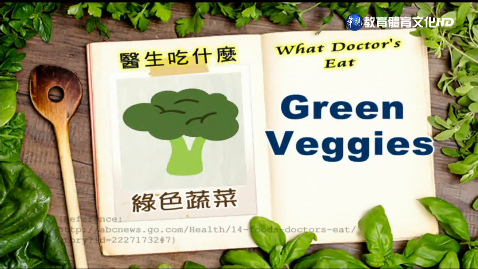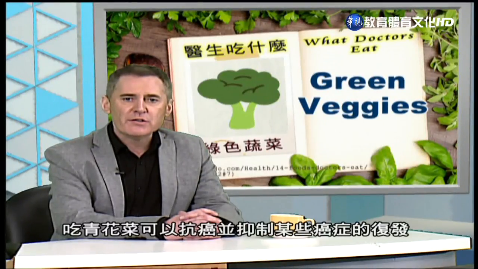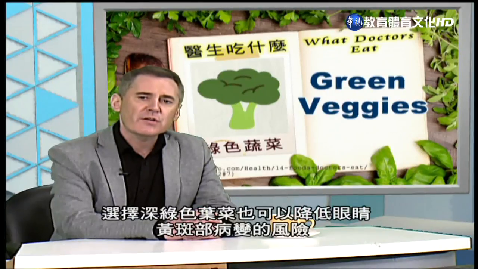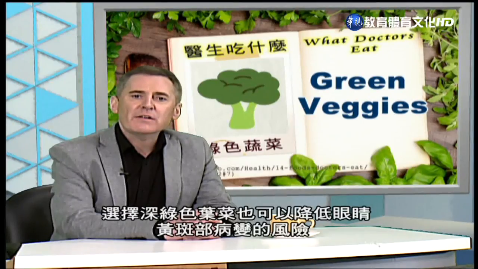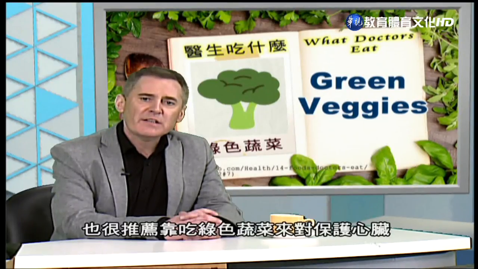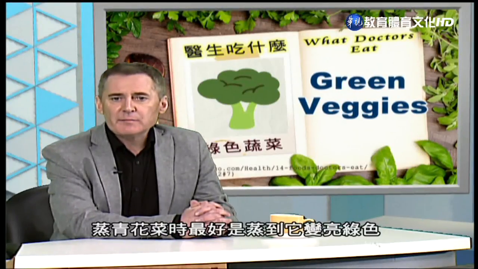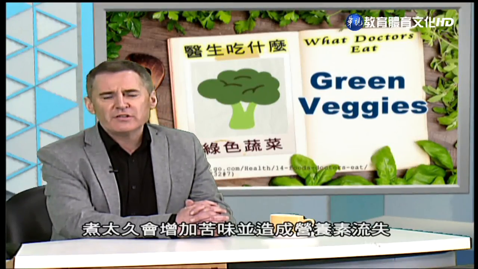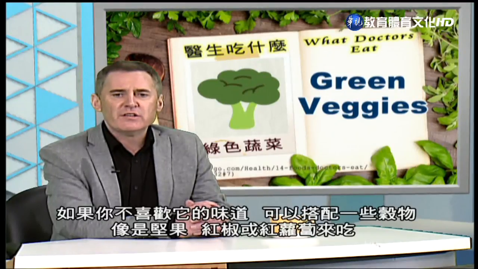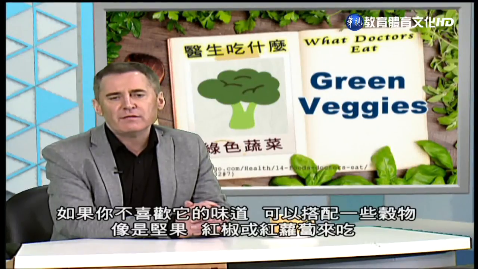Fourth, green veggies. Broccoli can protect against cancer or recurrences of certain cancers. Turn to dark leafy greens to help lower your risk of macular degeneration. It is recommended that you should eat your greens for your heart too. Steam broccoli until it becomes bright green. Overcooking increases bitterness and zaps nutrients. Serve with whole grains such as nuts, red peppers, or carrots if you don't like broccoli's natural flavor.